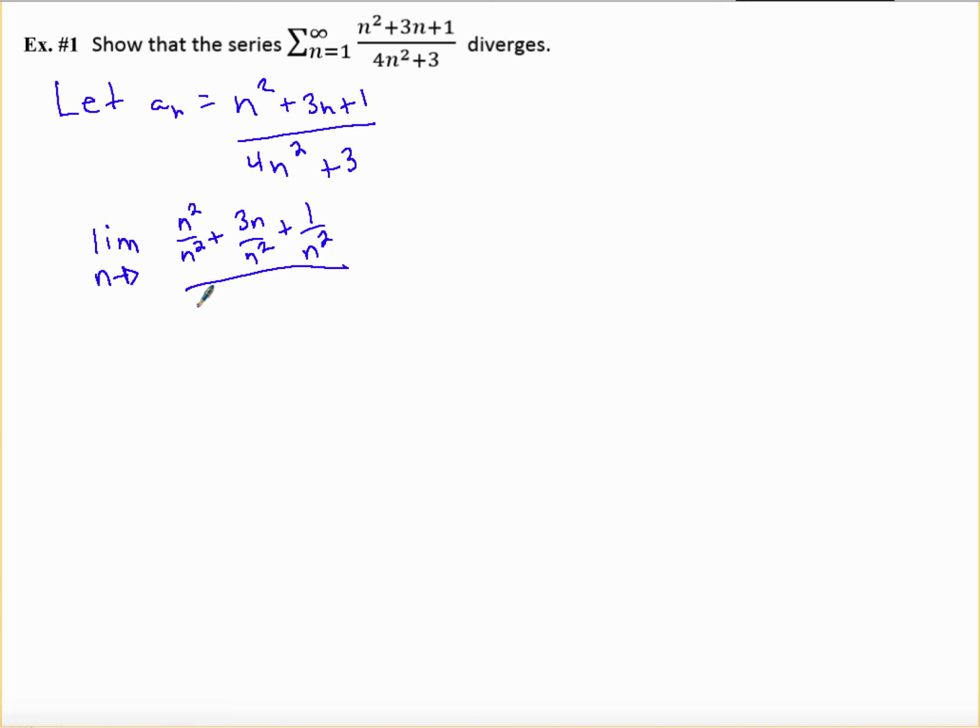Now let's go for the denominator. I've got 4n squared divided by n squared plus 3 divided by n squared. Now I'm going to go ahead and reduce, simplify this out. When I do that, n squared divided by n squared is 1. Well, let's actually write it out as the limit as n approaches infinity. Oh, good gravy, I lost it over here.